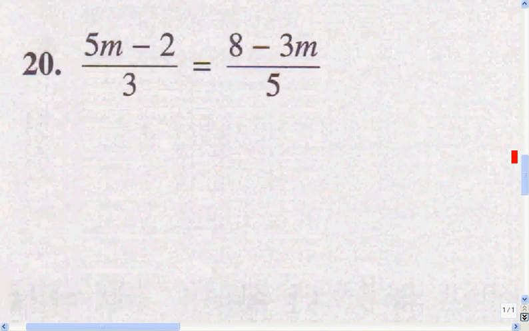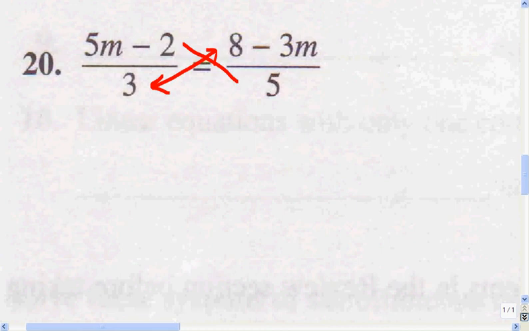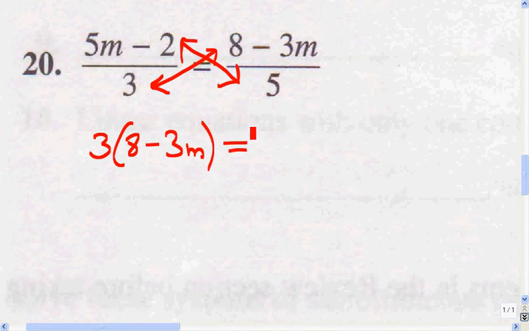Okay. These are pretty easy. I love doing these because all you got to do when you have two fractions with an equal sign between them is cross multiply. So we're going to multiply the 3 and the 8 minus 3m. So rewrite it: 3 times 8 minus 3m equals 5 times 5m minus 2.